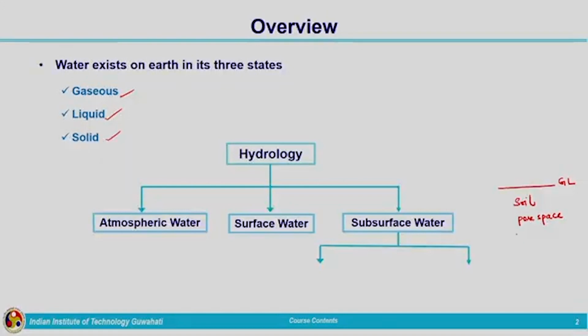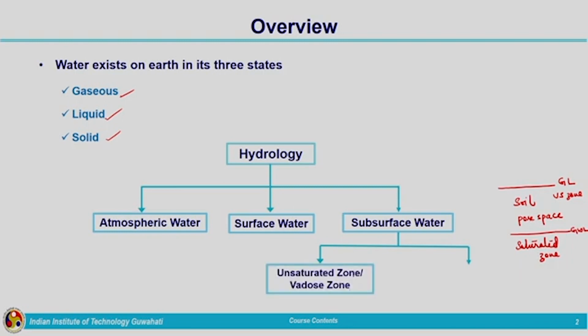So, that way, we have the groundwater table present at a certain depth. Below that we will have the saturated zone and above that we will have the unsaturated zone. So, depending on the water present in the saturated zone and unsaturated zone, it can be divided into two. That is water in the unsaturated zone and in the saturated zone. The water which is present in the saturated zone is termed groundwater.